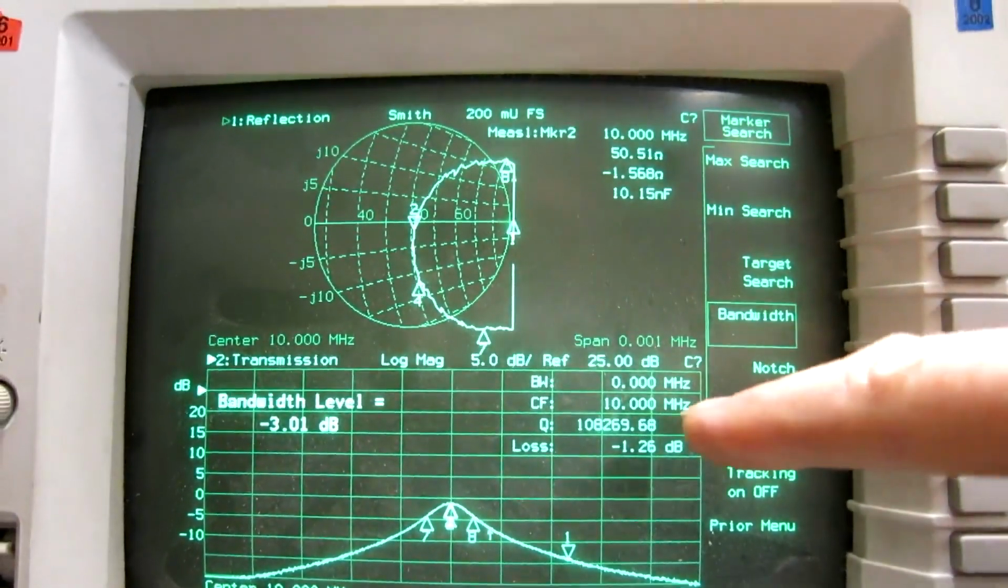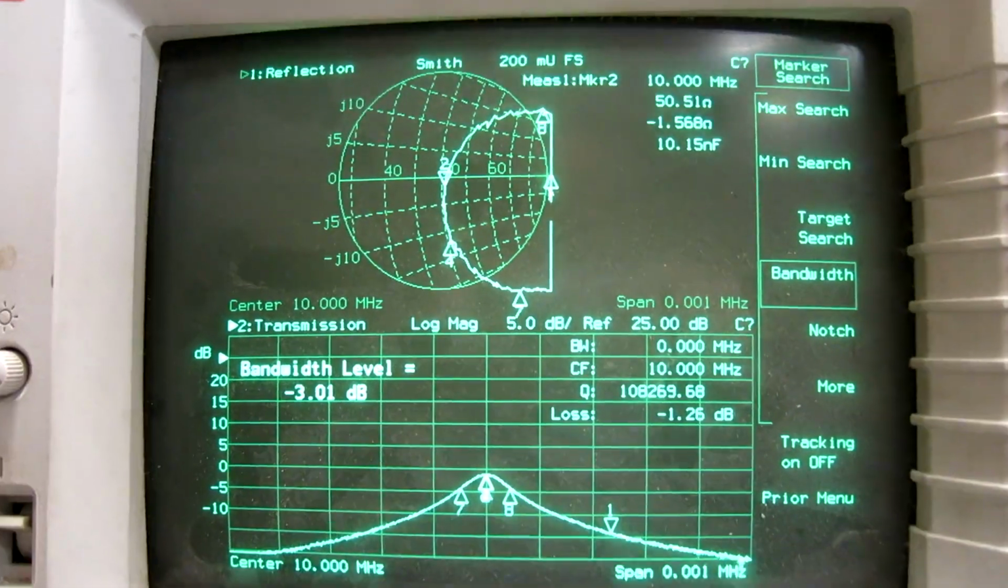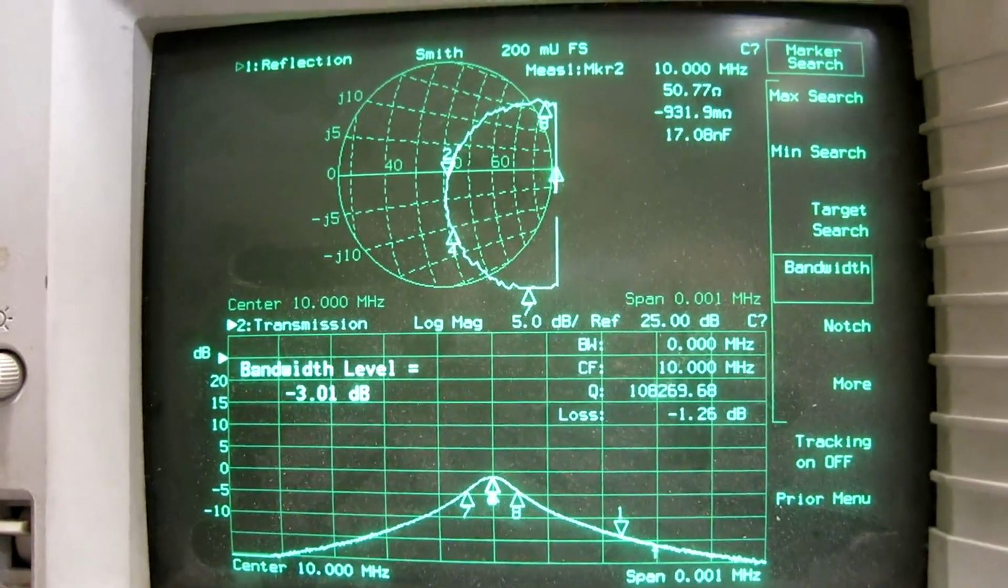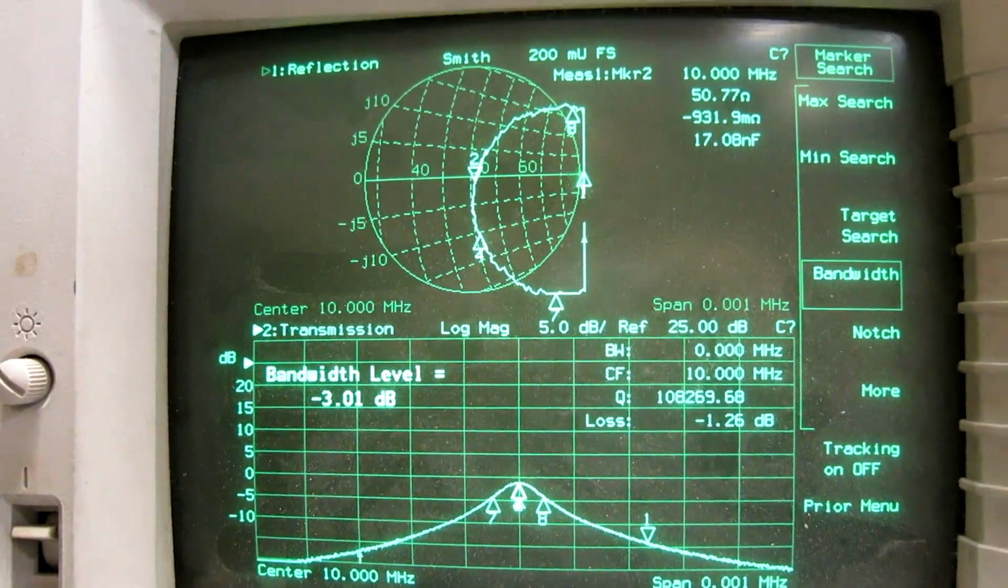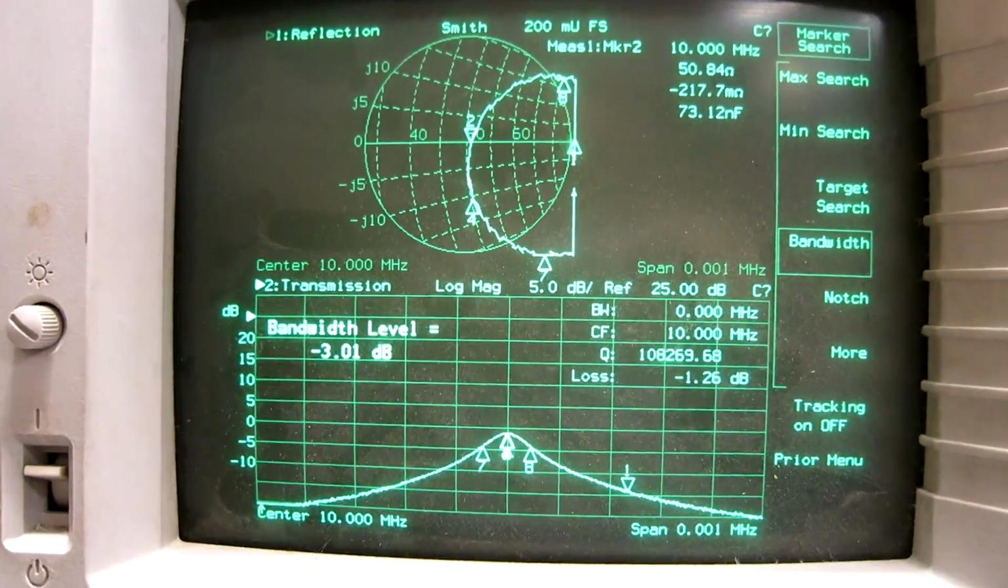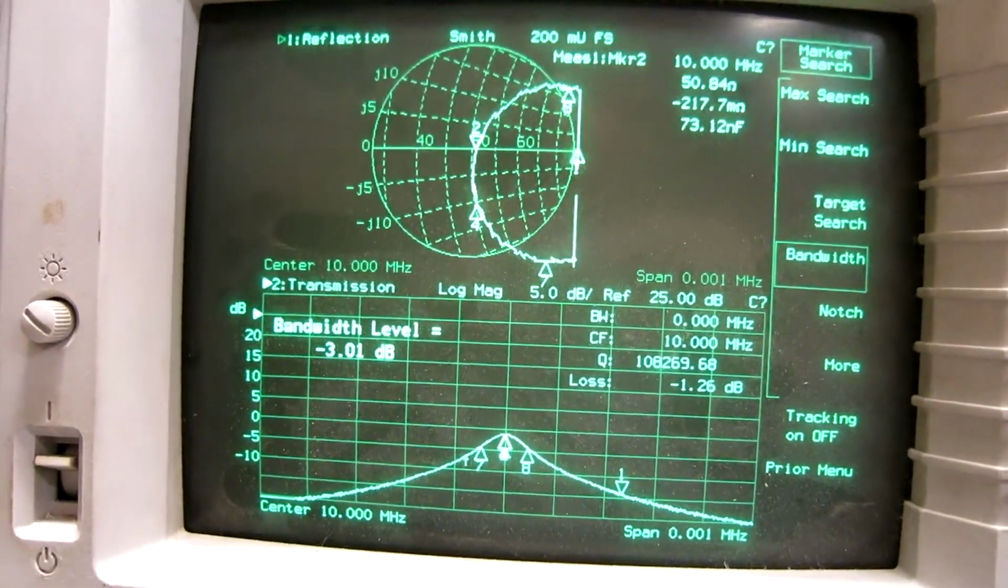while the Q has gone down from 120,000 to 108,000. I think that is because on the gate of the FETs there is a small negative impedance that couples less to the crystals this way.